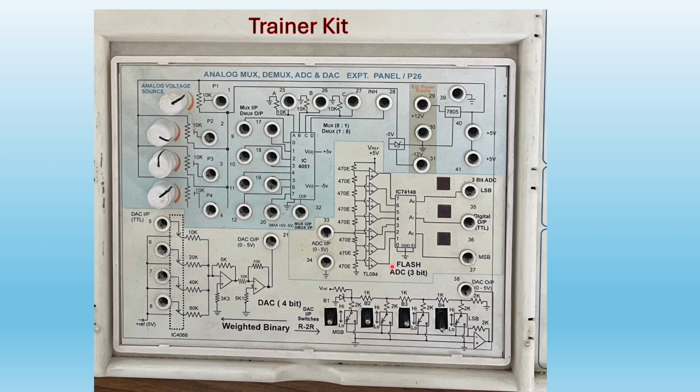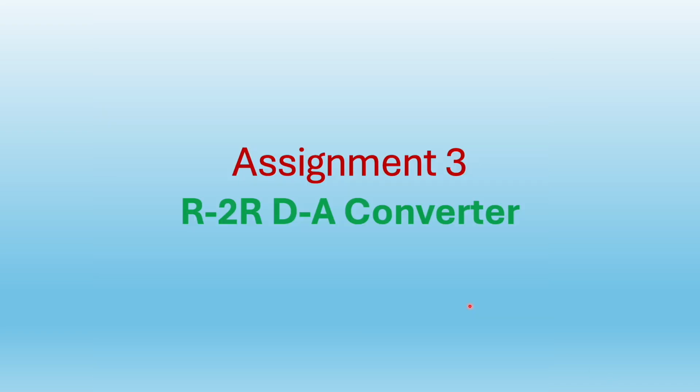This is the trainer kit on which experiments will be performed. You can observe here we have a flash A to D converter, 3-bit converter. Then we have this weighted binary D2A converter here and R2R D2A converter is here. So these three experiments will be performed using this trainer kit. Assignment 3 is again a digital to analog converter circuit.